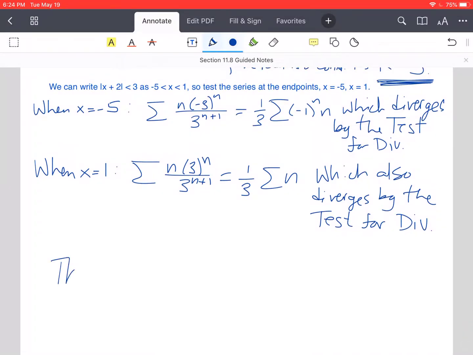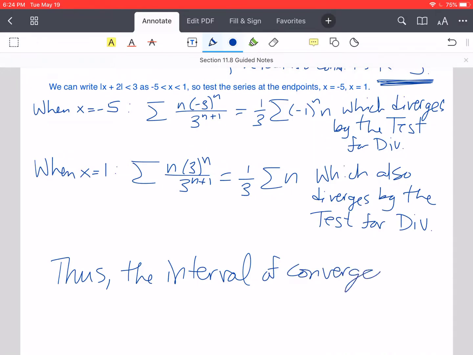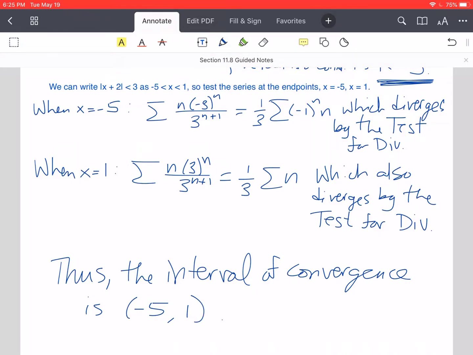So thus, the interval of convergence is -5 to 1, not inclusive of -5 or of 1.